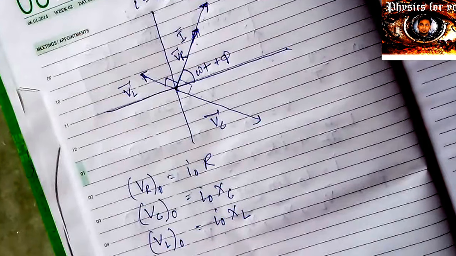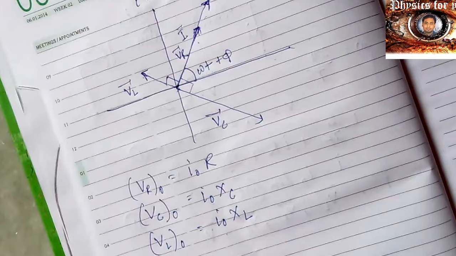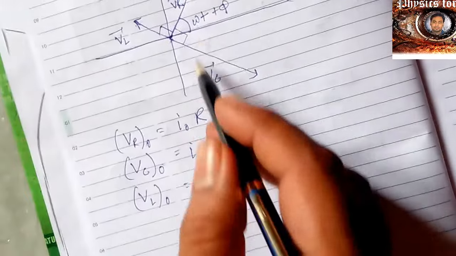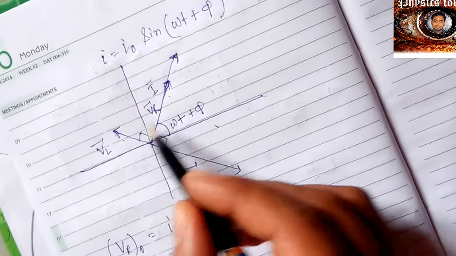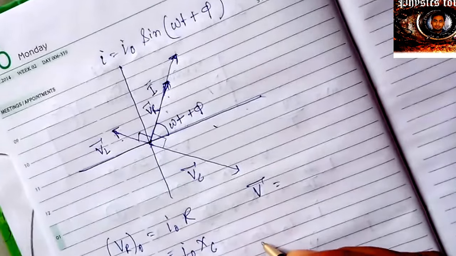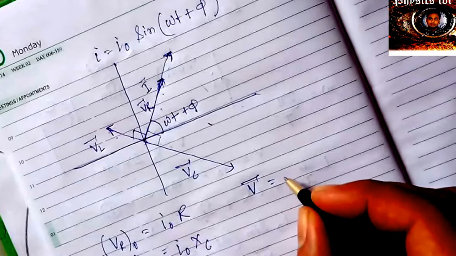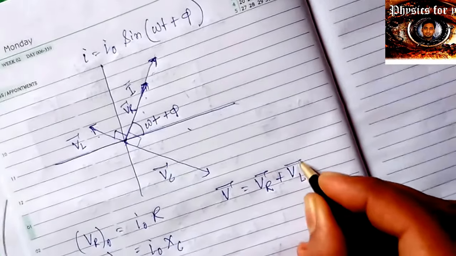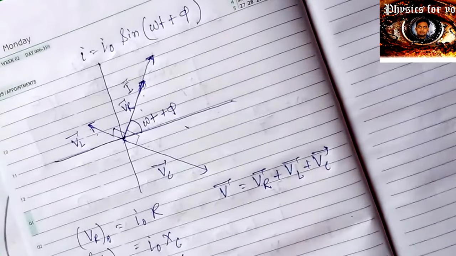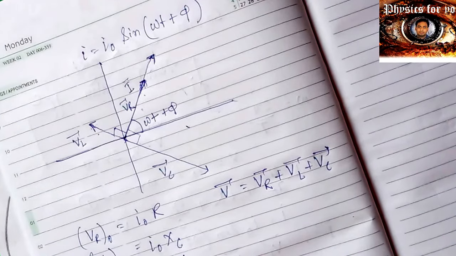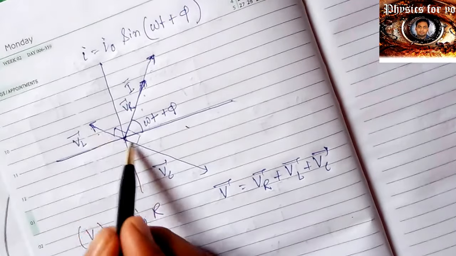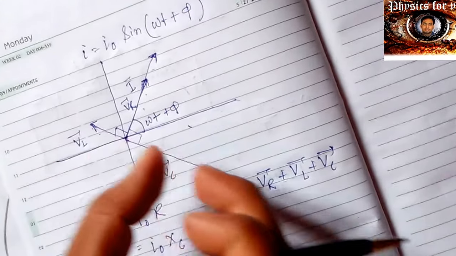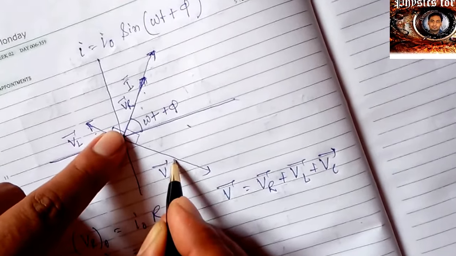From the phasor relation we can find out the total voltage. That should be the vector sum of the three, that is V, the phasor of the applied voltage, is equal to VR plus VL plus VC. Now, first of all, find the resultant of VL and VC. So we will subtract this portion VL, so it will reduce by some length, this amount.